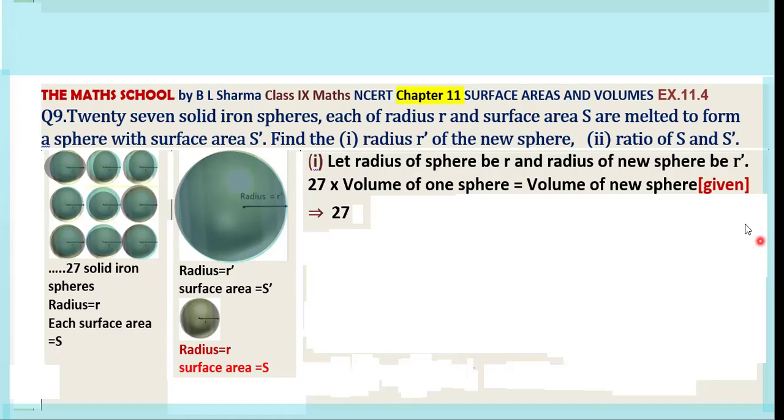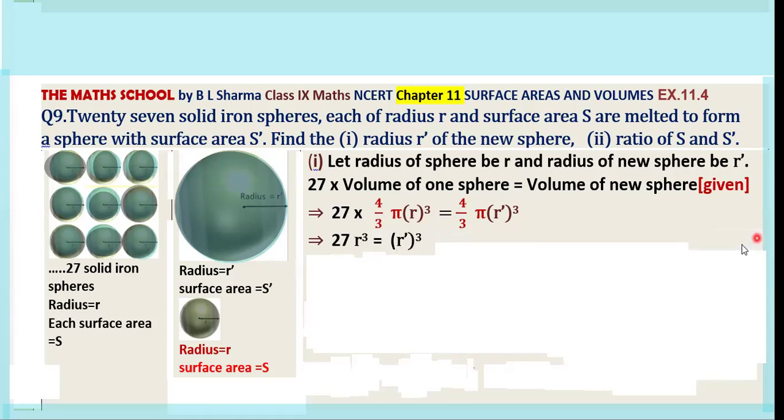Volume of a sphere is given by 4 upon 3 pi r cube, because the radius of this small sphere is r. The volume of the new sphere has radius r dash, so 4 upon 3 pi r dash cube. 4 upon 3 pi cancel on both sides. So 27 r cube is equal to r dash cube.